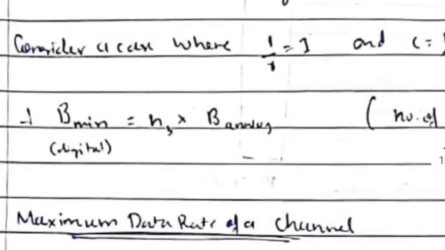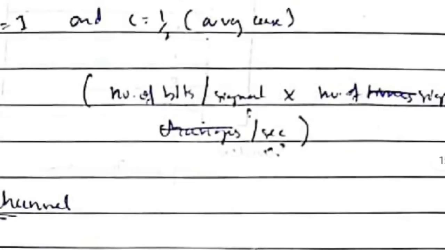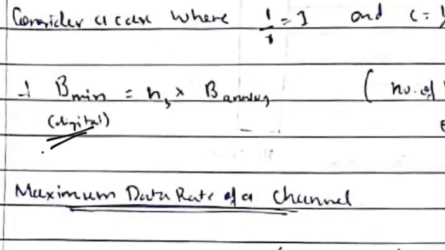When we apply the values here, we'll get the digital bandwidth as NB into analog bandwidth. That's nothing but the number of bits per signal, which is NB, into the number of signals per second, which is the analog bandwidth. When we multiply it, we'll get the number of bits per second. So the number of bits per second is the digital bandwidth.